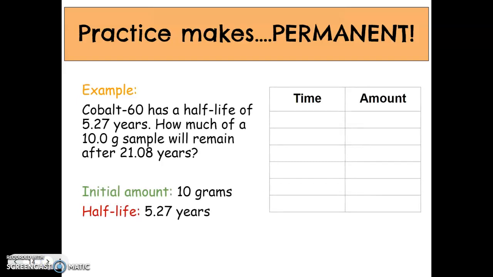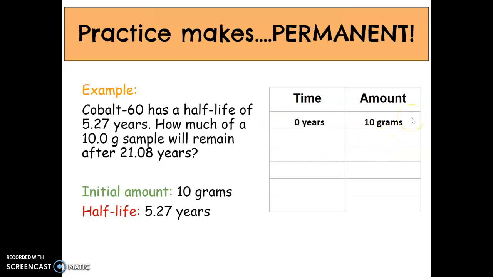Now, remember I told you we always start with 0 for our time because this is our initial. We're starting from the beginning, right? In the beginning, we had this much of the sample. And on the right-hand side for our amount, we're going to start with our initial amount, which is 10 grams, okay? Now, for every row on the left-hand side, we're going to add the amount of the half-life. So we're going to add the half-life on the left.